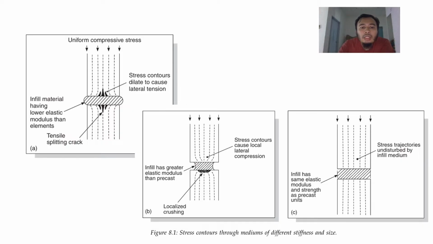So this is an example of the fill material and the components, as you can see here. When you have a column component here, for example, you have a force transmitting from top to bottom, so you have infill material. If the infill material has strength and elastic modulus lower than the elements themselves, you will have a material that will deform under load and would cause a tensile splitting crack on the components.